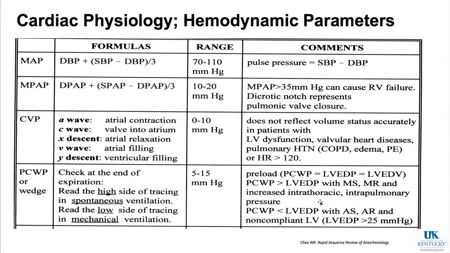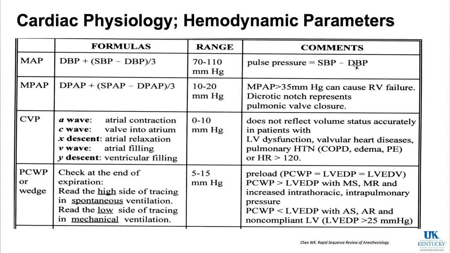Cardiac physiology, hemodynamic parameters. Let's look at a couple hemodynamic parameters and how they're calculated, and maybe look at a couple clinical points also. Mean arterial pressure is calculated by 2/3 diastolic pressure plus 1/3 systolic pressure. That's one way to do it. And pulse pressure is the difference between the systolic pressure and the diastolic pressure.